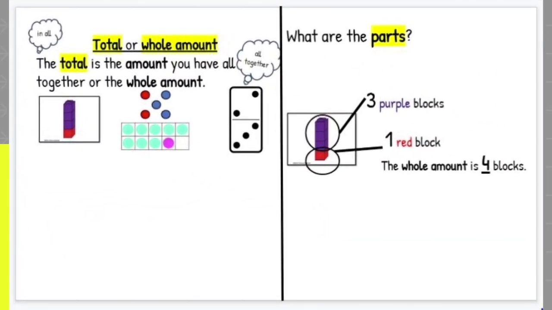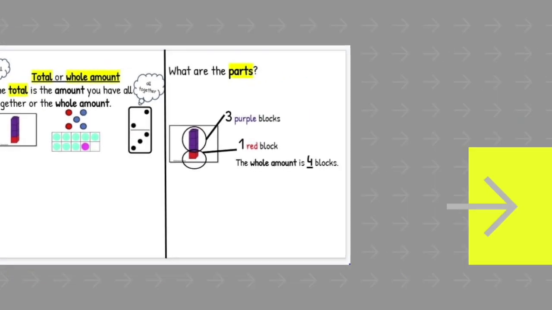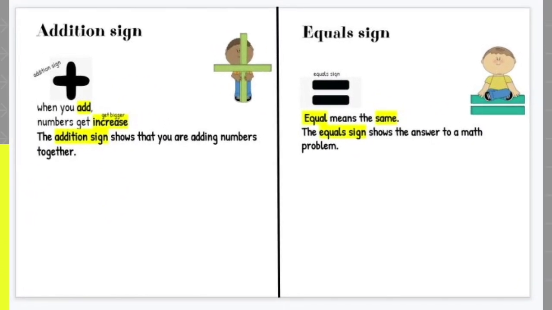Let's review some of our mathematician vocabulary. So in other videos, we have talked about the total number or the whole amount, and we've also talked about how parts make up a total or a whole amount. Here are some mathematician symbols that we have been using in our math lessons: the addition sign and the equal sign.